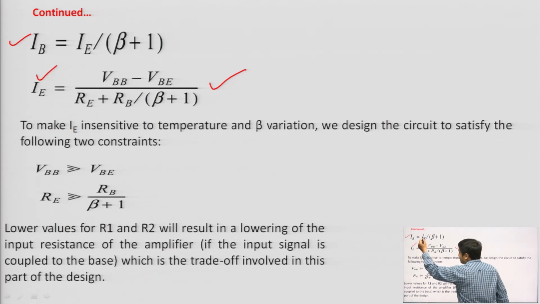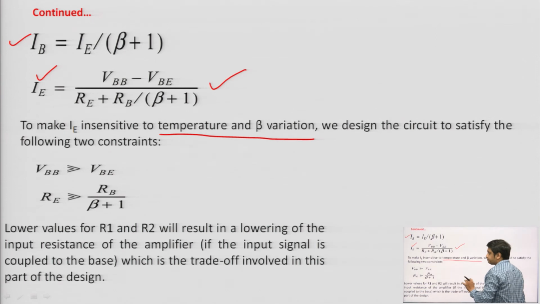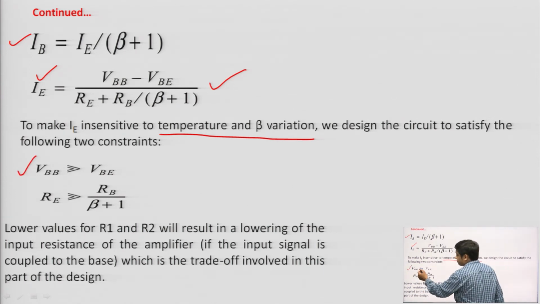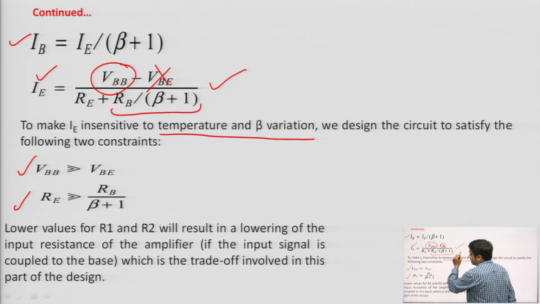to make this emitter current insensitive to temperature and beta variations, what do we need to do? VBB should be very much greater than VBE, that is the first criterion, because if VBB is very much greater than VBE, then this VBE can be neglected. So obviously the issue of fixing VBE, which was there in the first technique, is now resolved here. And the second one, to make it insensitive to beta, is that your RE should be very much greater than RB upon beta plus 1, but the issue is that RB should be less.